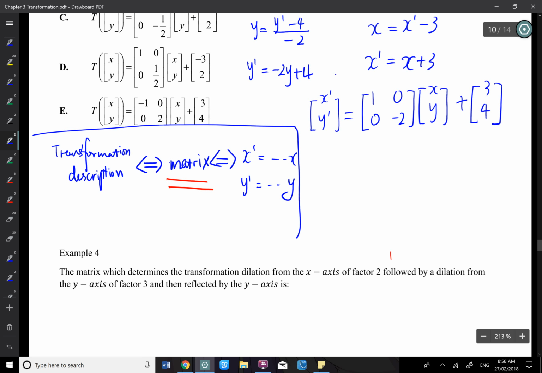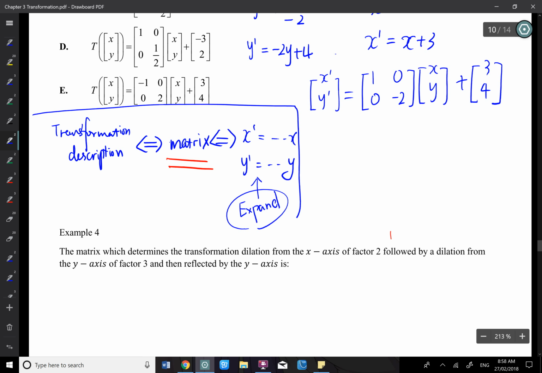Remember, this must be in the expanded form. When you deal with a matrix question, you must put it into expanded form. If it's not in expanded form, you will do brackets: you bracket the translation first and then the dilation. So I would recommend you do it in the expanded form, because the equation has no bracket here. It means dilation and reflection happen first, and then translation.